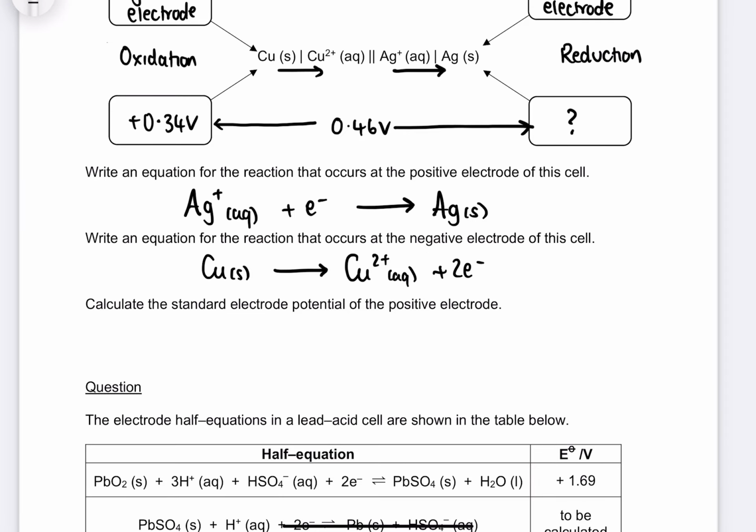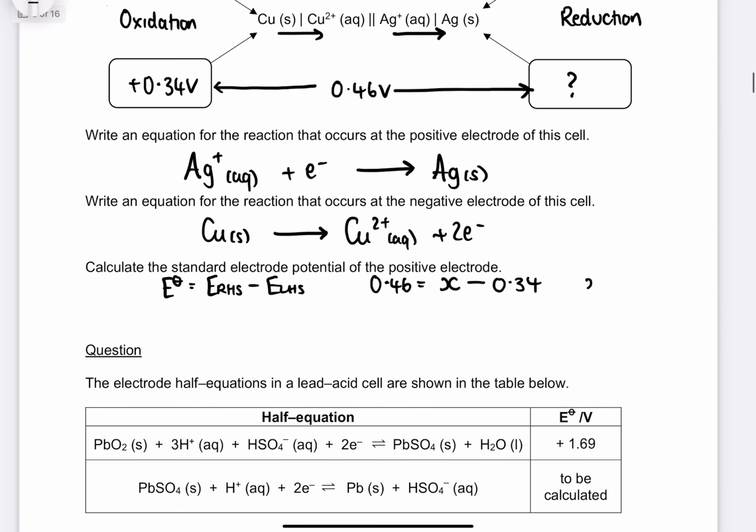So there's two ways we can do this. There's the algebra way, which is that we know that it's right-hand side minus left-hand side. So we know that 0.46 equals our unknown, our x, minus 0.34. And we can rearrange and say that x is 0.46 plus 0.34, which is 0.80 volts.